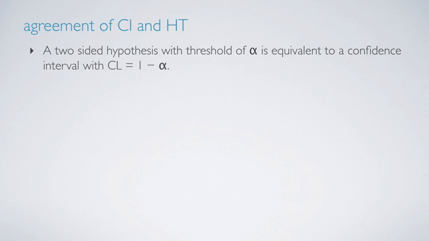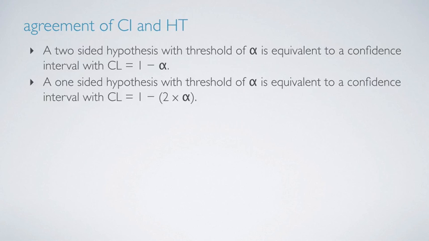So to summarize what we've gone through, a two-sided hypothesis test with a threshold of alpha is equivalent to a confidence interval with 1 minus alpha. So in this case, if your hypothesis test is two-sided, your confidence level and your significance level are complements. A one-sided hypothesis test with a threshold of alpha is equivalent to a confidence interval with 1 minus 2 times alpha.